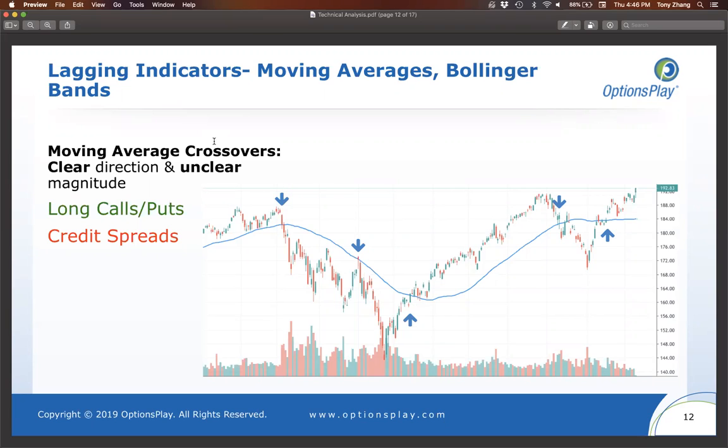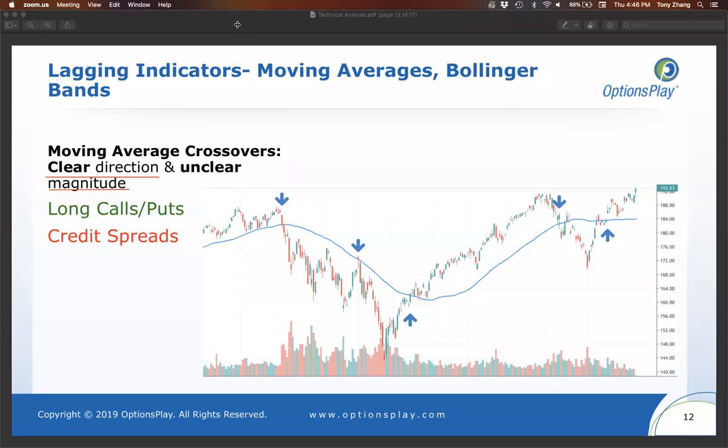So it's a big part of the work that we do here. Now, the one thing about moving averages that I think many people misuse sometimes is the fact that moving averages give you a clear sense for direction, but what they do not give you any sense for is magnitude.